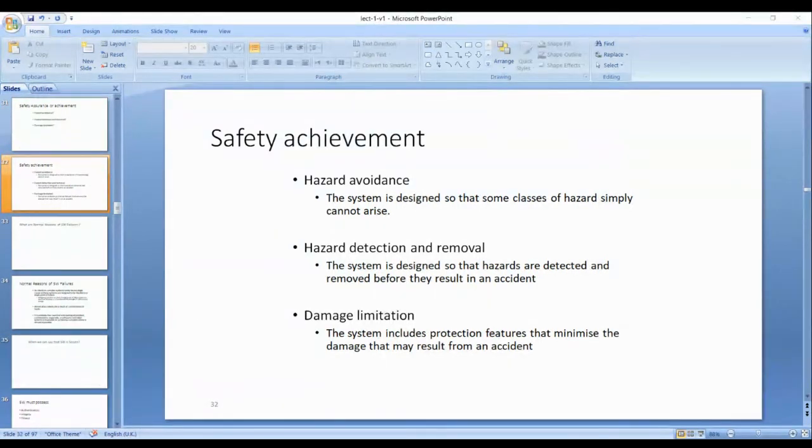System is designed so that some classes of hazards simply cannot arise. System is designed so hazards are detected and removed before they result into an accident. And you have safety measurements. That is the reason in factories it is written safety first, or in plain they said safety first, then try to save the other passengers.